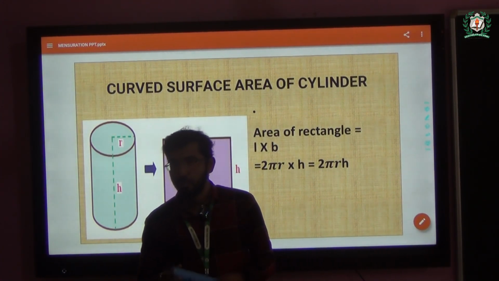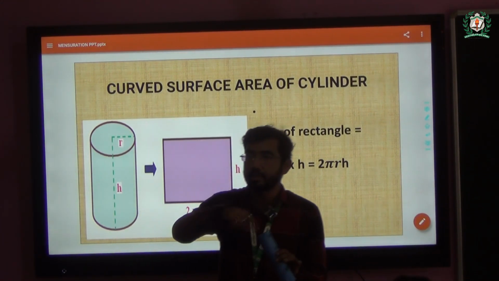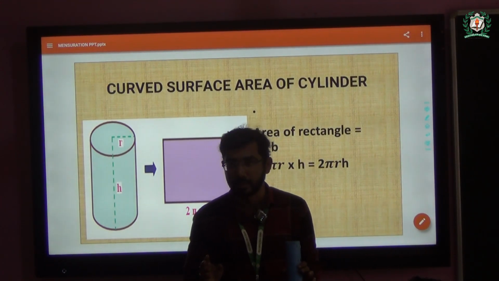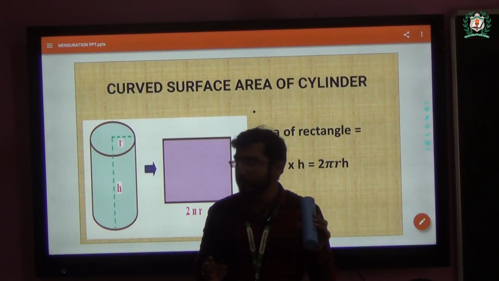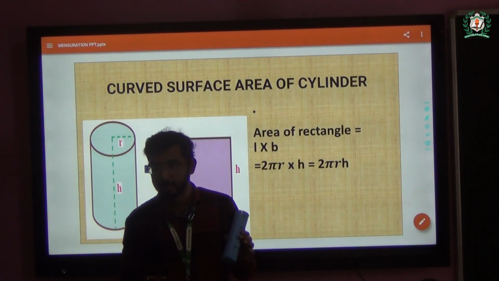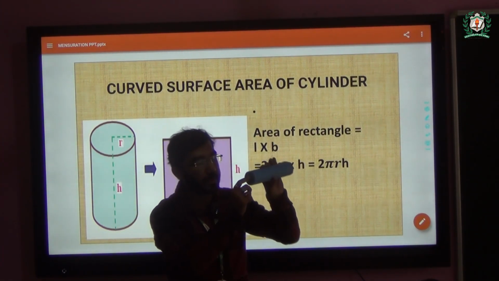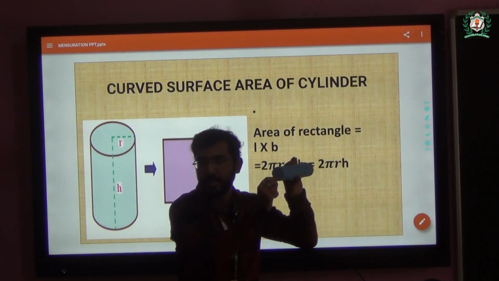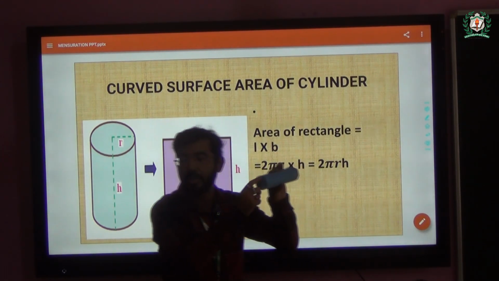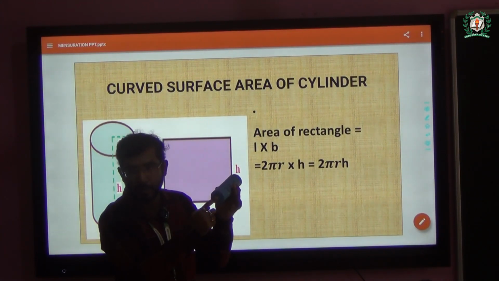While finding the total surface area, along with this curved surface, what are the extra things we are calculating? Area of these two circles. So what is the area of this circle? If I consider the radius as r, what will be the area of this circular face? Pi r square. This one also pi r square.